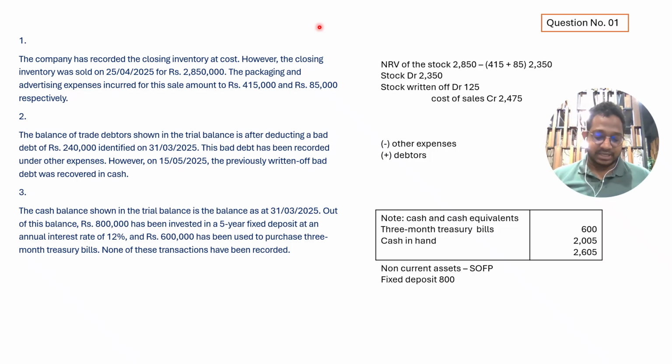Okay, let's see. So the first question is company accounts, and the first adjustment says the company has recorded the closing inventory at cost. However, the closing inventory was sold on 25/4/2025 for rupees 2,850,000 after spending 415,000 for packaging and 85,000 for advertising expenses. These sales were made after the financial date, but before authorizing the financial statements, because it says these financial statements are authorized on 1st of June.